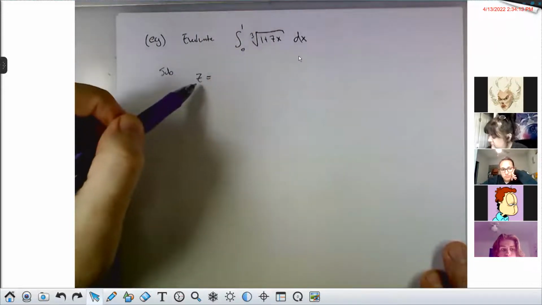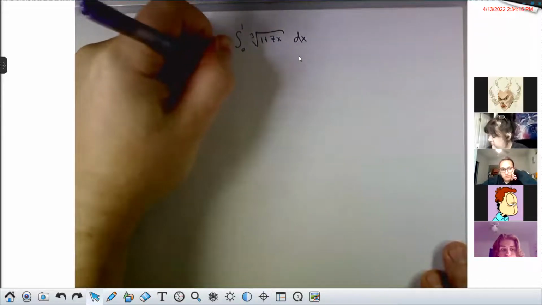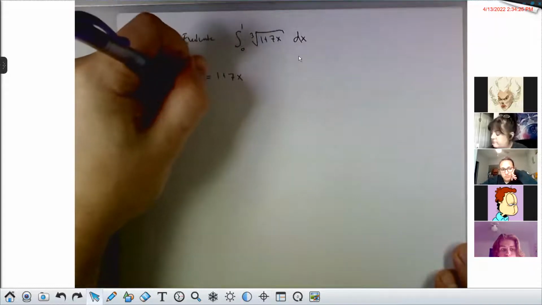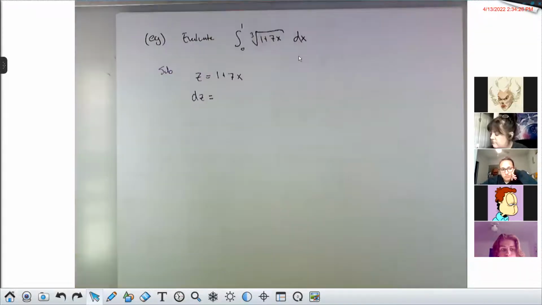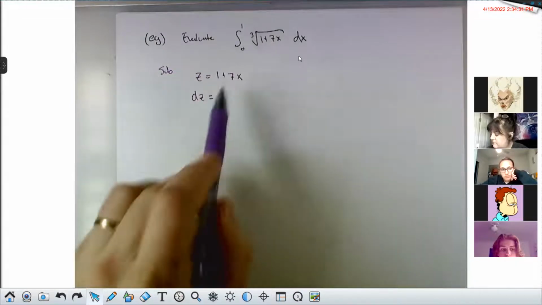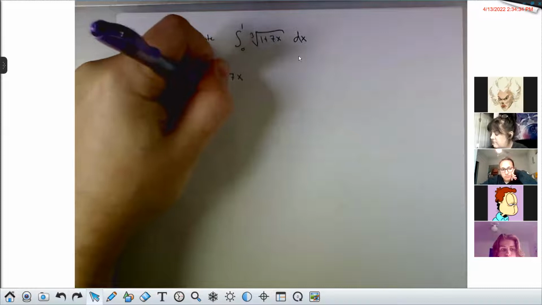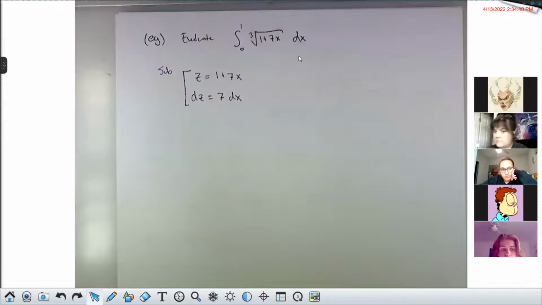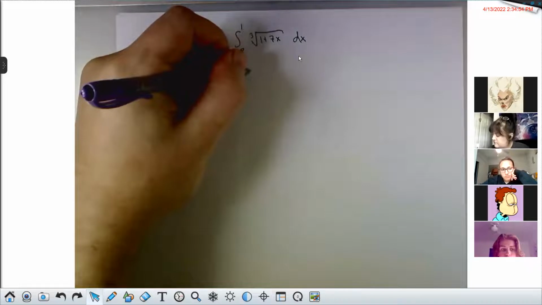Maybe I'll go back to using different letters here to try and get us comfy with that. So I'll let z be 1 plus 7x. Which means that dz, if I take the derivative of 1 plus 7x, I just get 7. So dz is 7 dx. What this means, by the way, is that in terms of the transformation, I'm not just shifting here. I am doing a shift, but I'm also stretching the x-axis out by a factor of 7. And you'll see that reflected when we change the bounds.